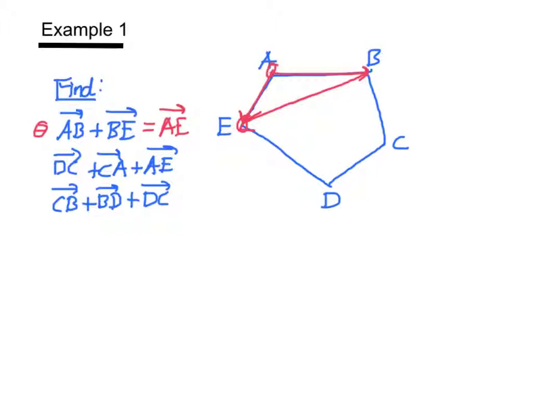Okay, the next one I'll do in green, and we have vector DC, and then we go from C to A, and then we go from A to E. And so again, I'm going to start at D and end at E. So this vector is vector DE.